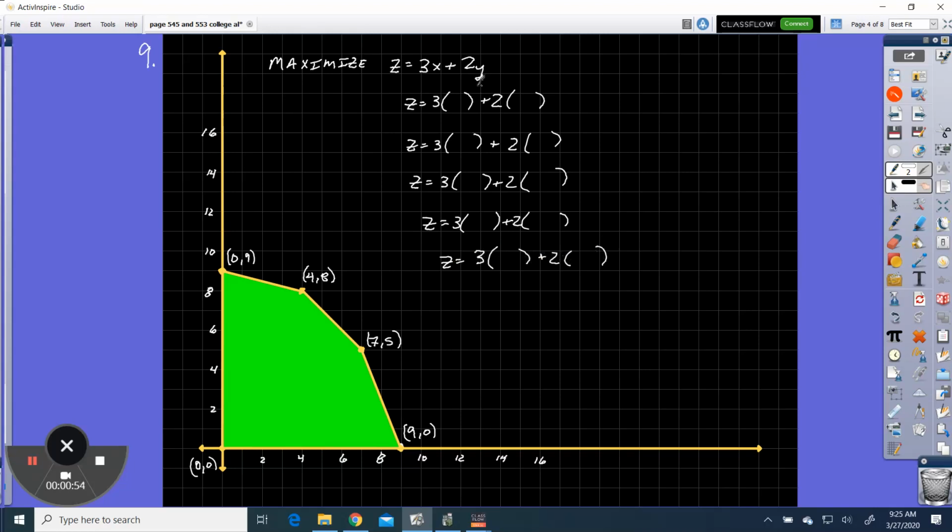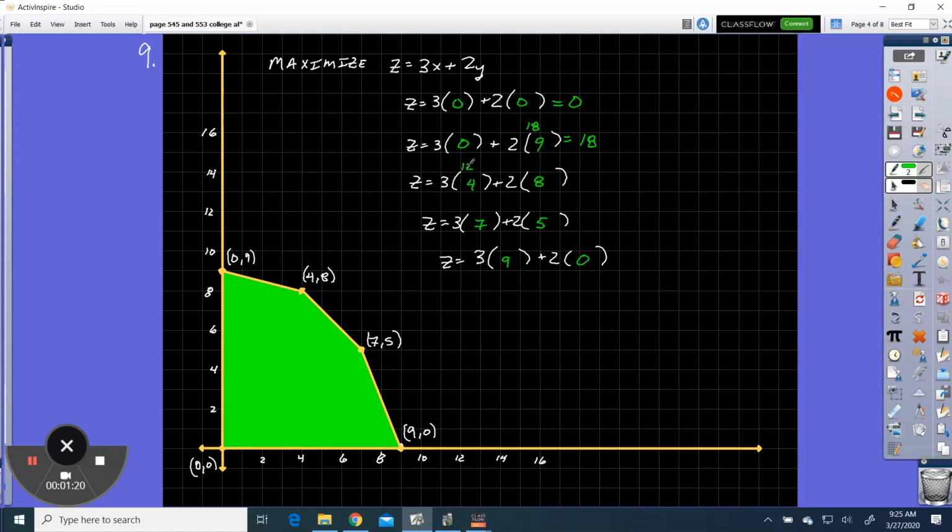So that's what I've just done, is written that 5 times. And now I'm going to come over here, start somewhere and just start plugging those numbers in. So 0, 0, 0, 9, 4, 8, 7, 5, 9, 0. Now I'm going to calculate each of those. 0, 0, well, that's 0. 3 times 0 is 0. 2 times 9 is 18. 0 plus 18 is 18.